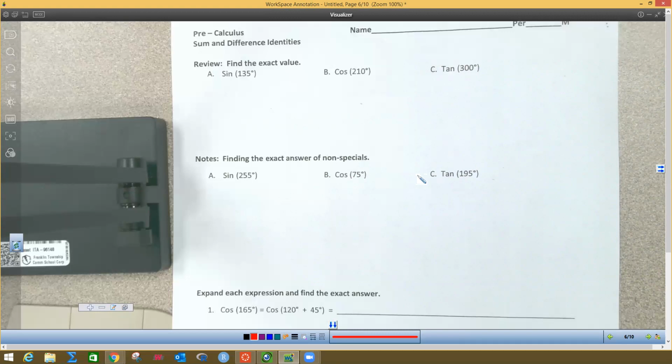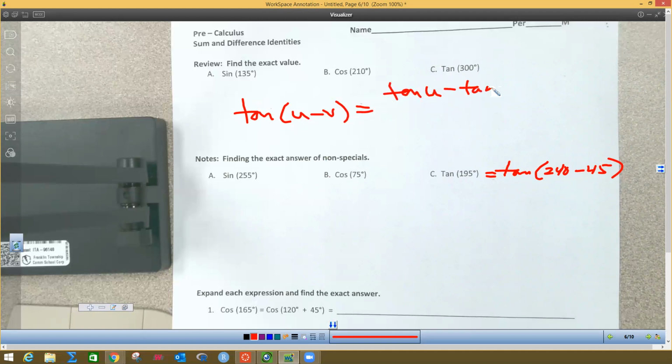Okay, so we're going to do a difference of 195 for tangent. Does anybody have two numbers that'll give me that? All right, so if we take tangent of 240 minus 45, that will give me 195. So you guys like me writing the formula up here first so you can see where I'm getting it from? Yeah. All right, so I'm doing the tangent of u minus v, which on the formula sheet says it's the tangent of u minus the tangent of v, all over 1 plus the tangent of u times the tangent of v.